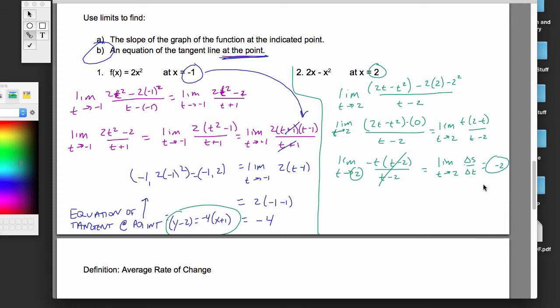This is my slope, right? That's my slope of my tangent line. And so the slope of my tangent line is found by getting that instantaneous rate of change. And so I'm going to put that into my point slope form.